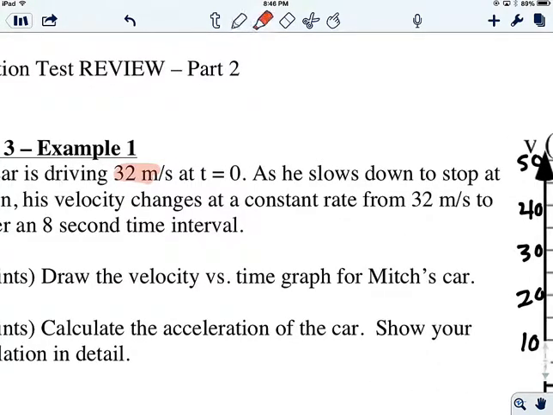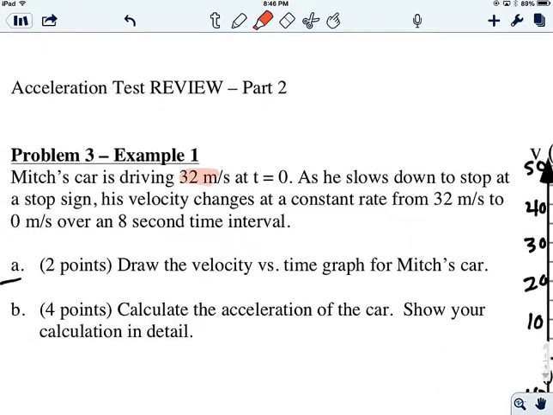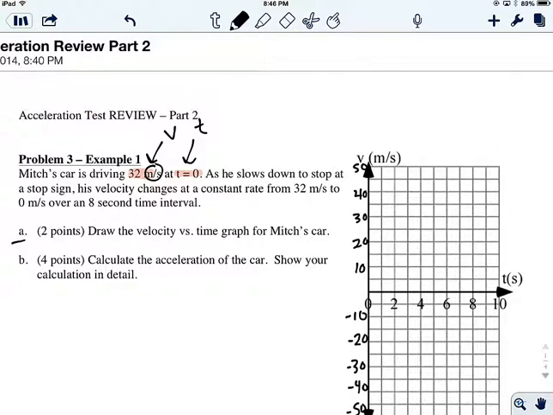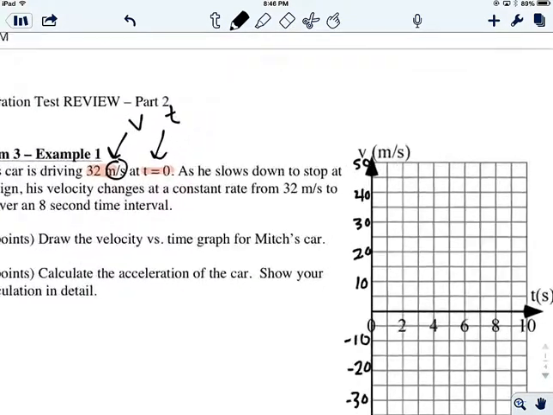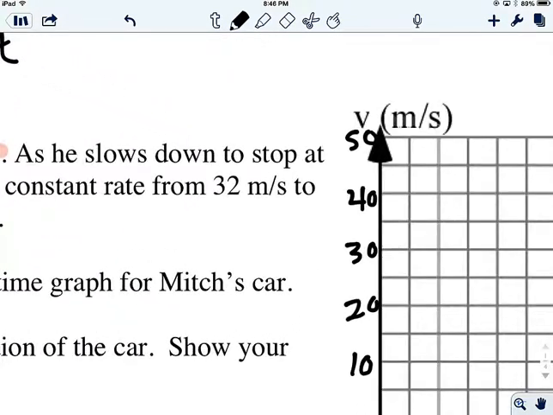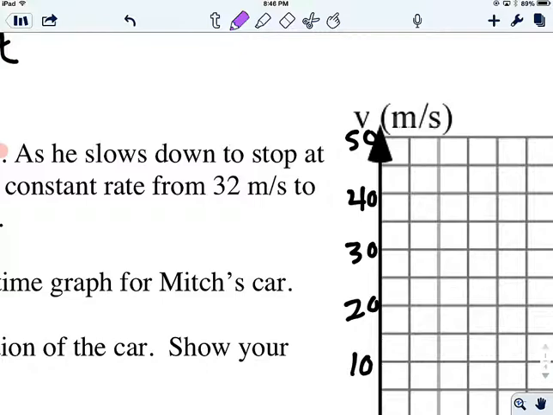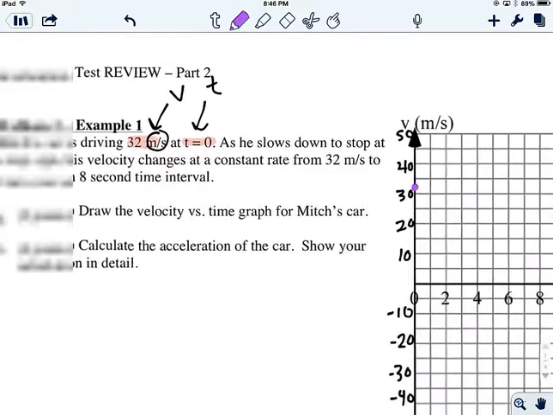So I said that at 32 meters per second, that's time 0. This right here is a velocity, we know that because of the meters per second, and this is a time. So that's a velocity and a time that go together. When time is 0, velocity is 32. So I'm going to put a dot, we'll do this in, let's say, purple. I'm going to put a dot right here at 32 and 0.